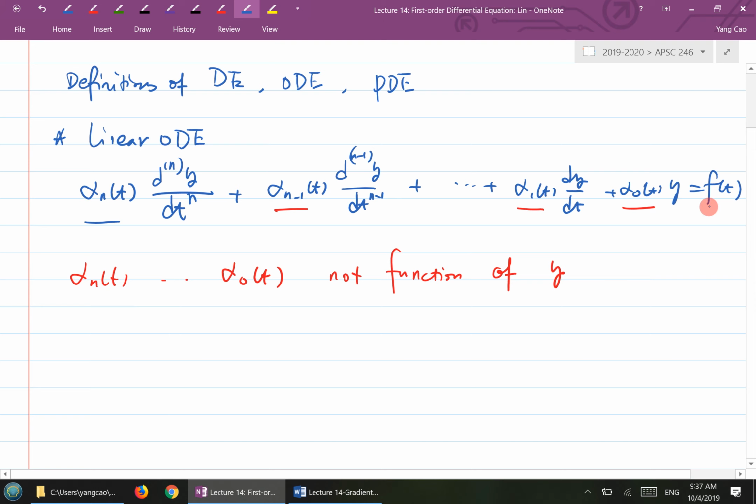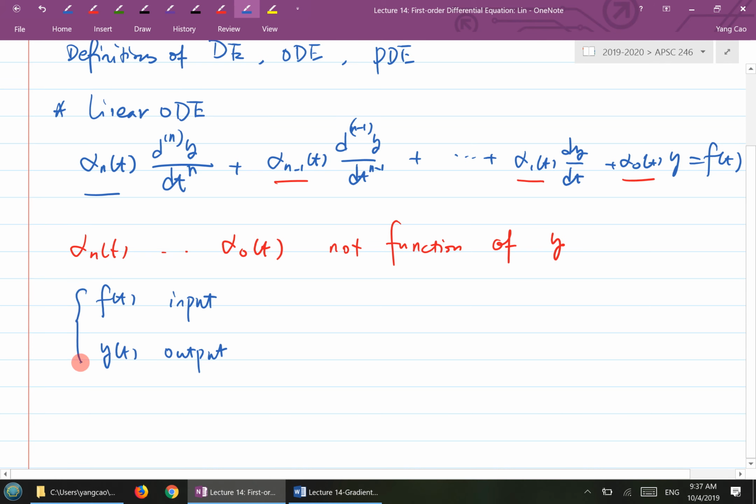And second of all, we always try to understand things from an input-output point of view. So in this case, f of t is called input. So you have input into the system, input force or input current, input voltage. It doesn't matter what it is. And then y of t is the output. So this is very important. Always remember which one is input, which one is output.